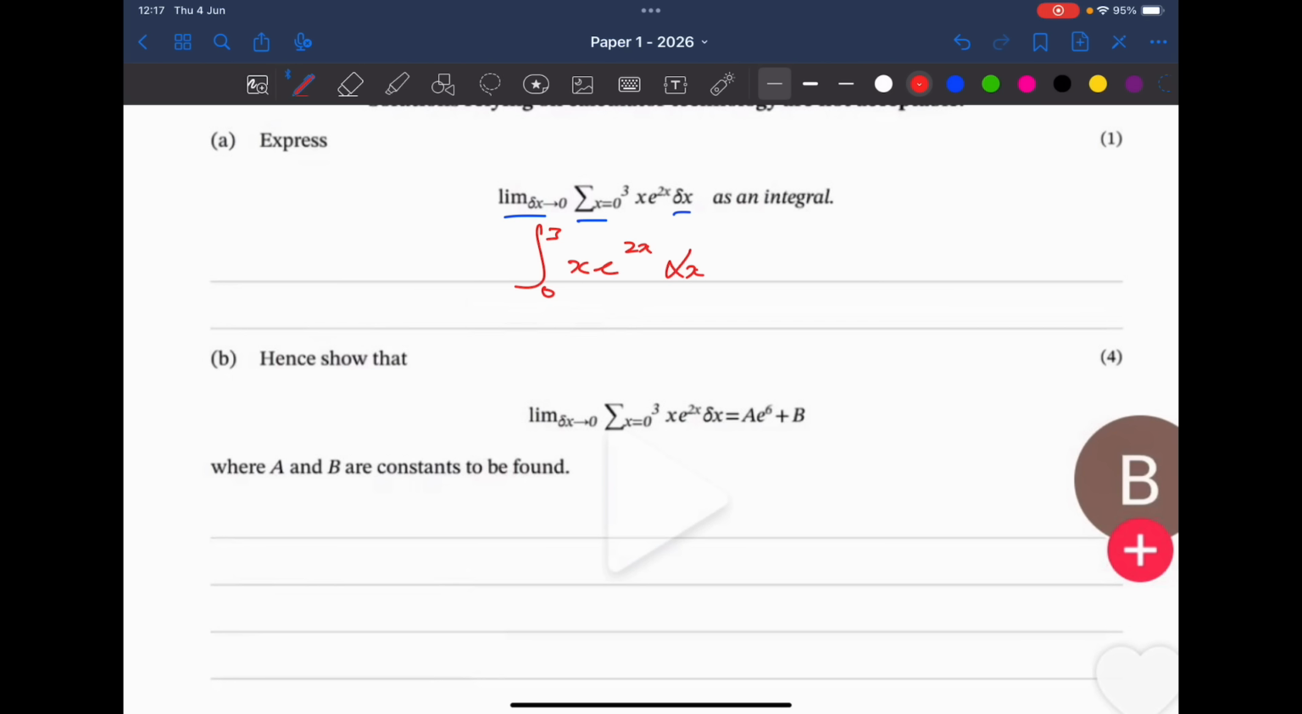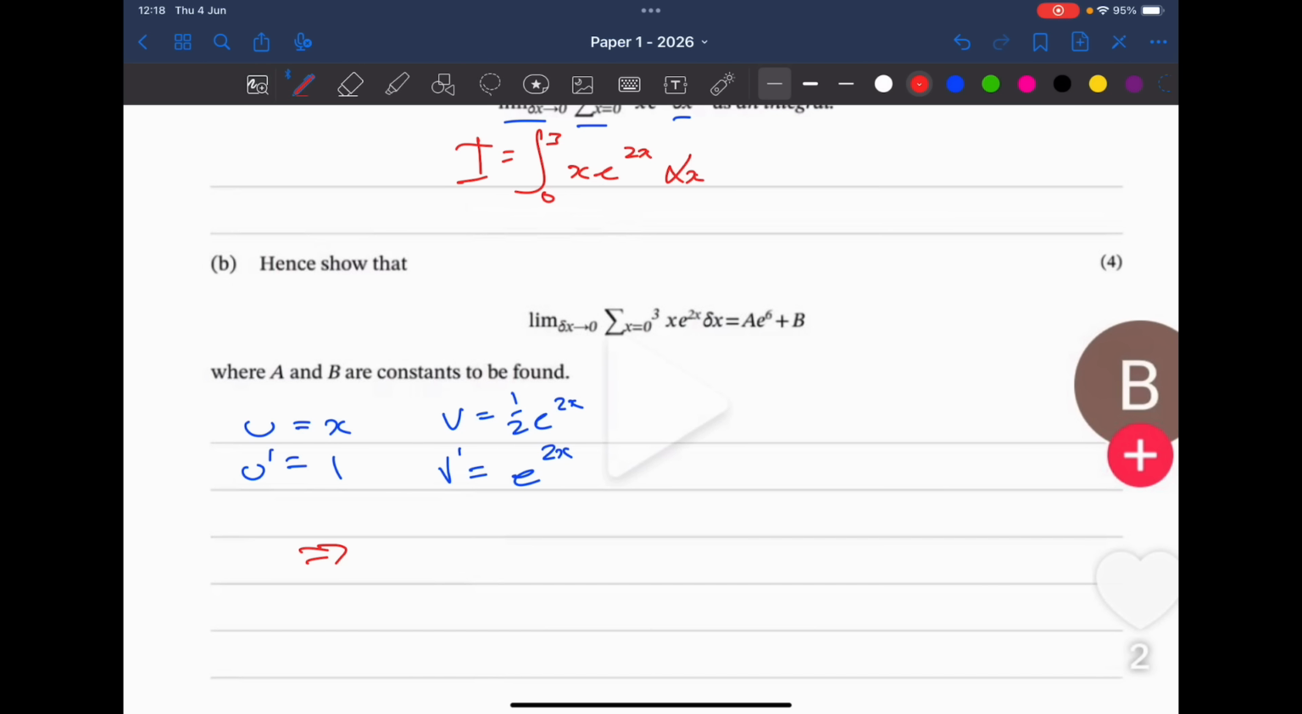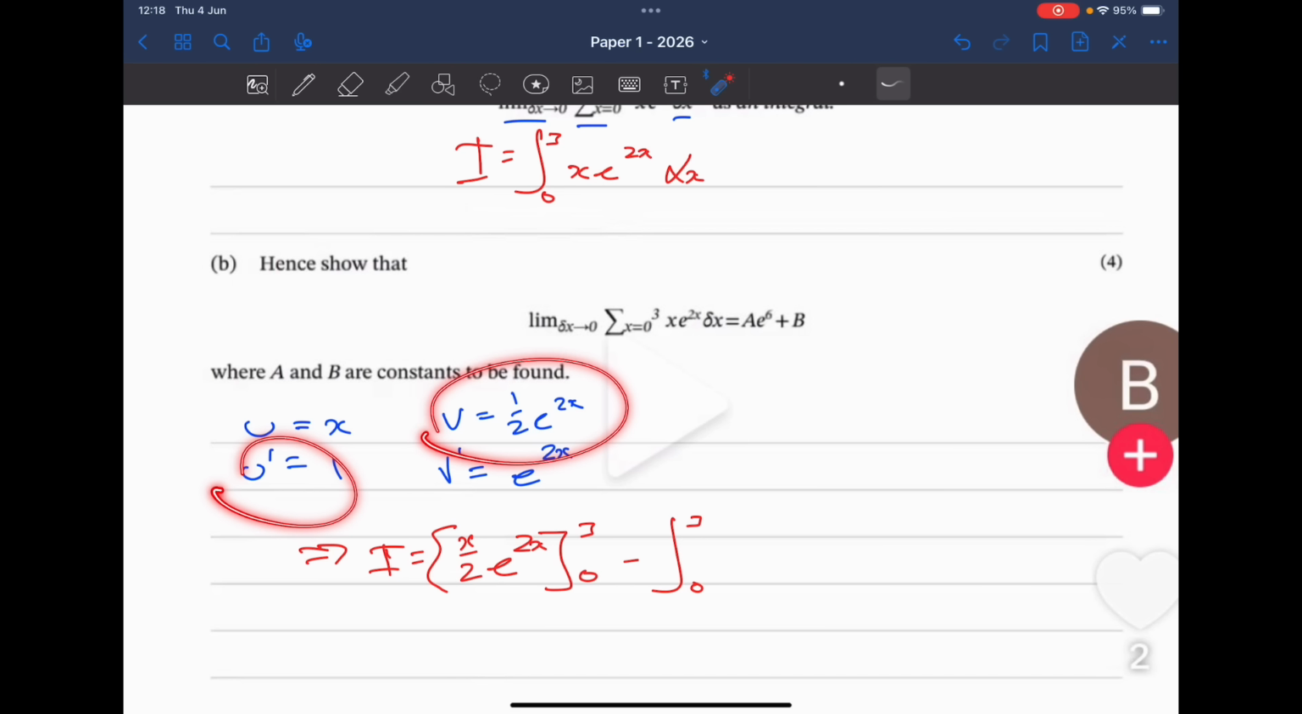When we're going to do this, though, what's going to happen? We have a product in there, so it's by parts. Let's call our u, x. U dash is going to be 1 then. V dash will be e to the 2x, and v will be a half of that. So if we call this thing I, the integral we're trying to find must be u times v, x over 2 e to the 2x, when we plug in the limits of 3 and 0, take away the integral from 0 to 3 of u dash v, so 1 times this thing, so a half of e to the 2x.